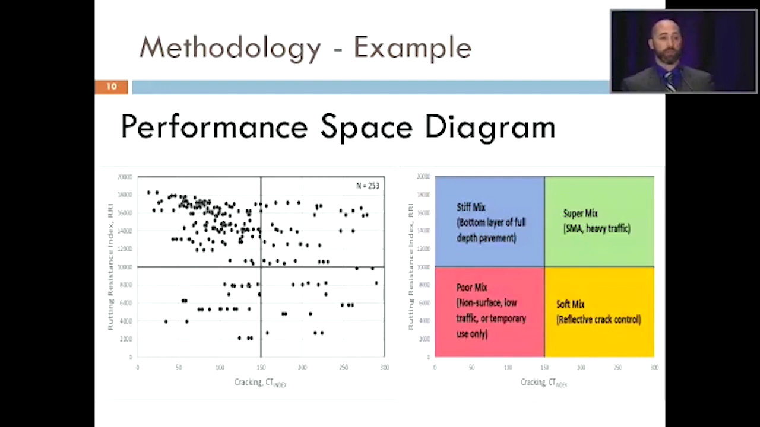So in Maine, we've implemented the Hamburg, which is a rut test. We don't have a cracking test. So you can see the overall centralization of the data is pushing up to the upper left, a stiffer mix. The vast majority have lower than our 150 criteria CT index. So we're pushing all of our mixes to be stiffer, drier. And everyone knows it's going to be more crack susceptible, especially in a freeze thaw cycle, and especially in the northeastern climate. That's not ideal.